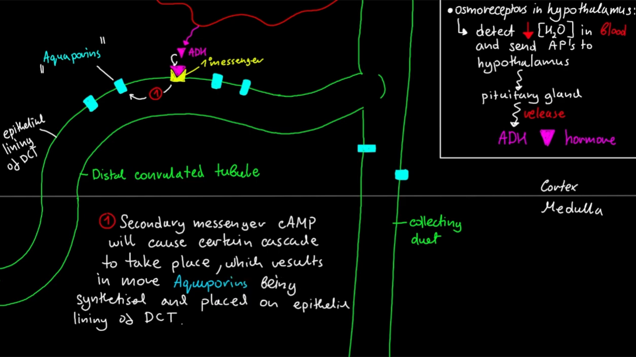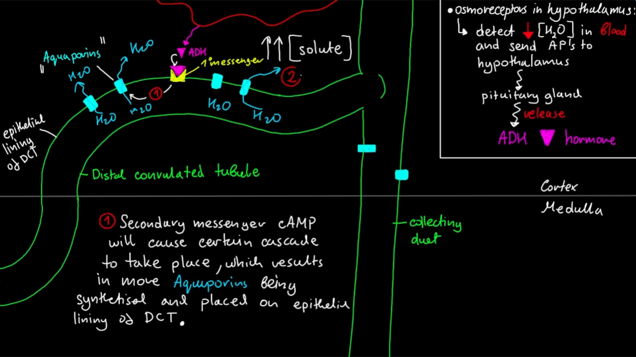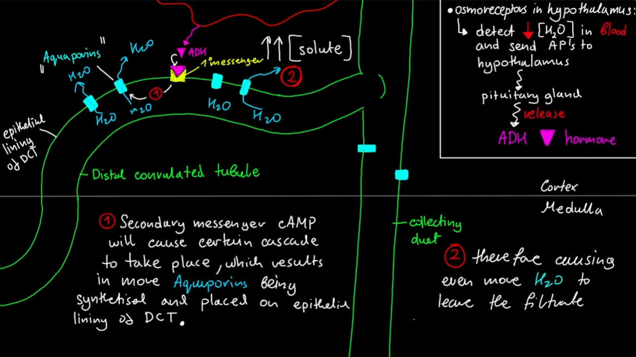And now you may ask a question, why should it really leave? So that's the same thing as in the loop of Henle. We have a very high concentration of solid outside and quite low inside comparatively, and that will cause the osmotic gradient and our water molecules will leave and be reabsorbed back into the blood.